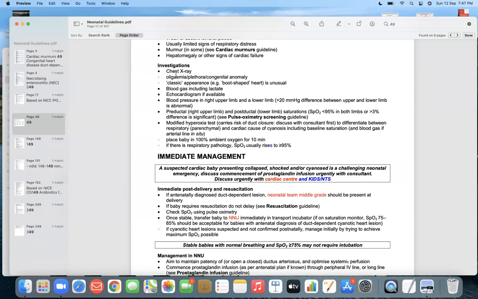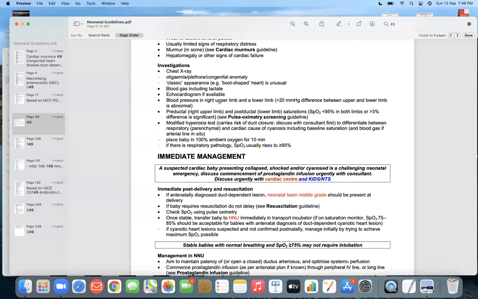Okay. So investigations: chest X-ray. In the chest X-ray, what do you see? Oligemia, plethora, or congenital anomalies. The classic appearance, boot-shaped heart, is unusual. So you can have pulmonary oligemia or even plethora, and any congenital anomalies you can see. Blood gas including lactate, very important here.